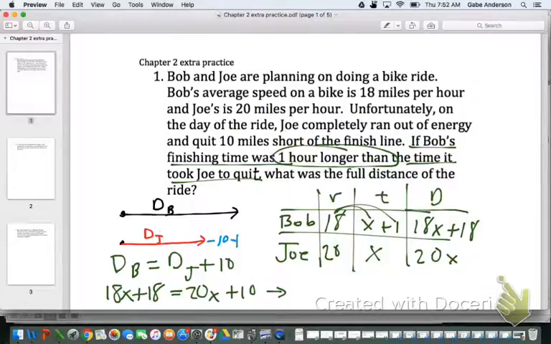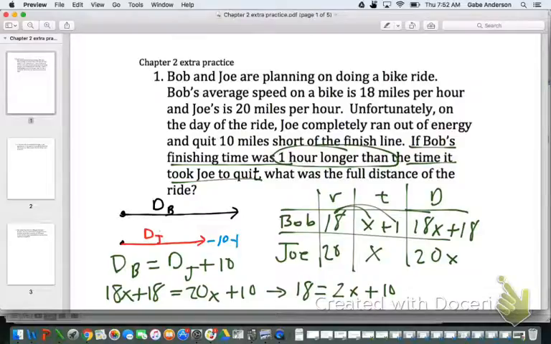I'm running out of room. 20x is bigger than 18x. I'm going to not show some steps here because you can see I'm running out of room. So I'm going to subtract 18x from both sides. That gives me 18 equals 2x plus 10.